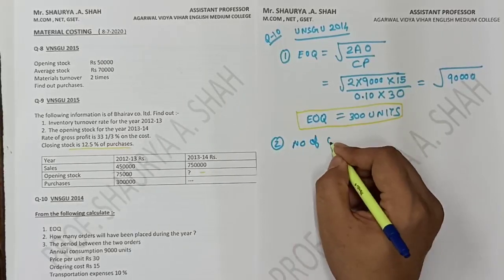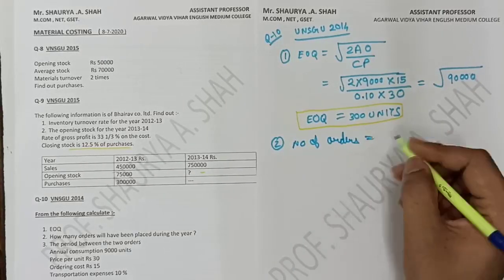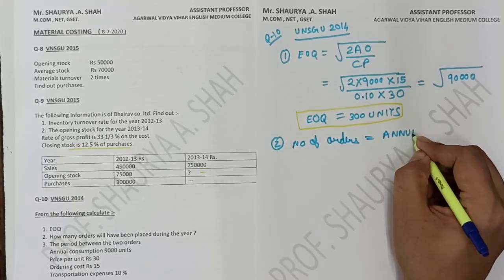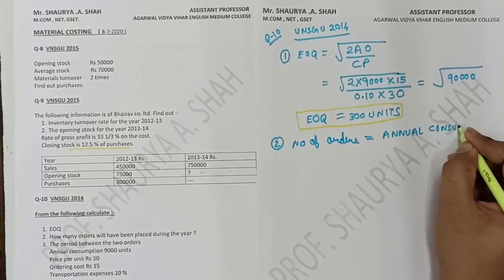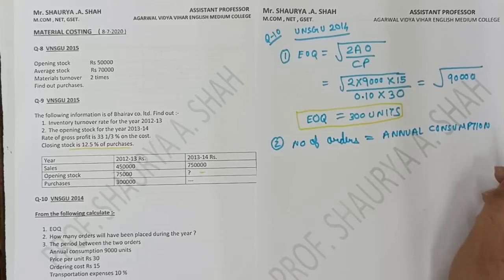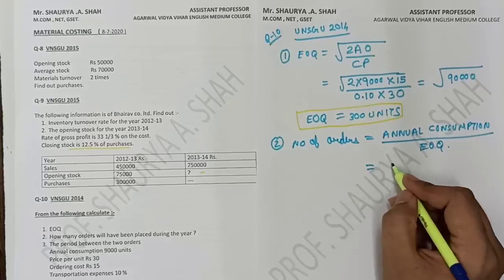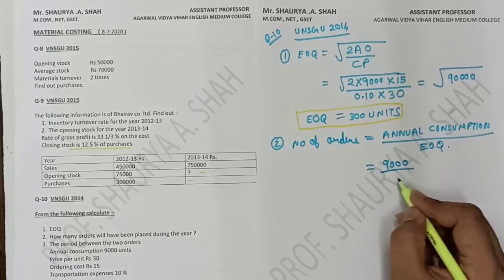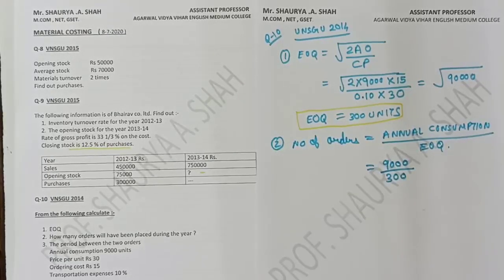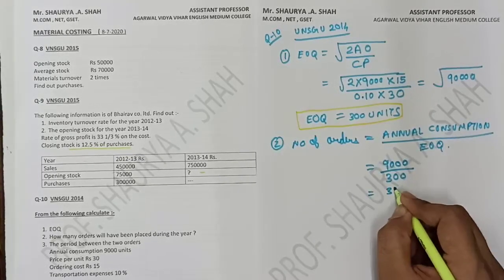Number of orders during the year is equal to annual consumption divided by EOQ. What is my annual consumption? My annual consumption is 9,000 units, right? So whatever you are finding, you will be just putting it. 9,000 is given in the question. 300 is my EOQ, right? I suppose it is clear to each and everyone, right? So again, 9,000 divided by 300 gives me the answer 30 times, right? So my answer is 30 times.